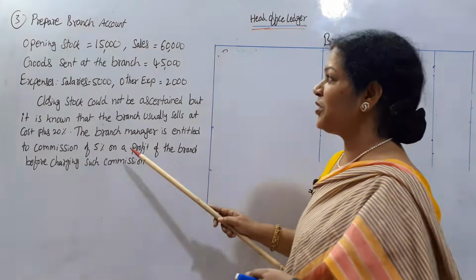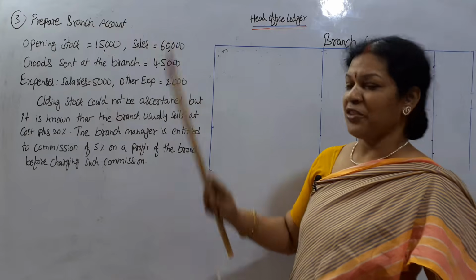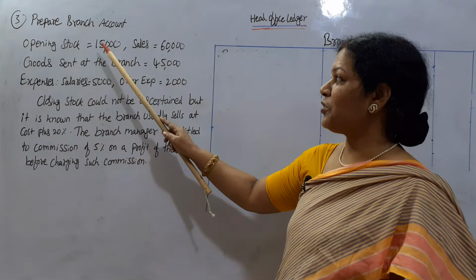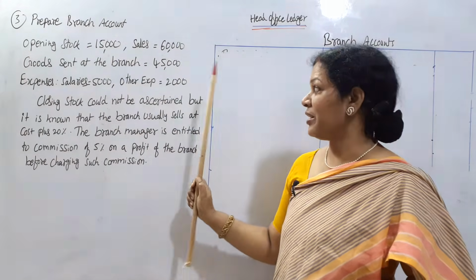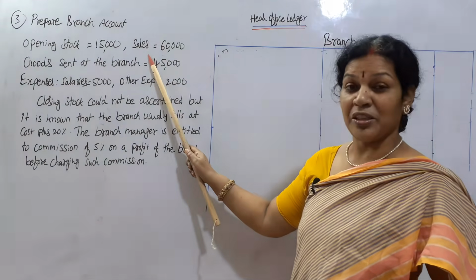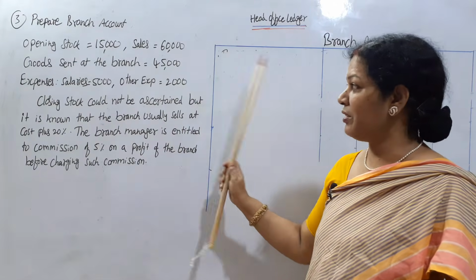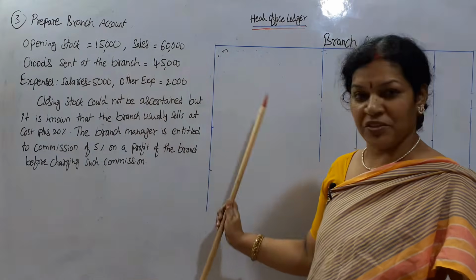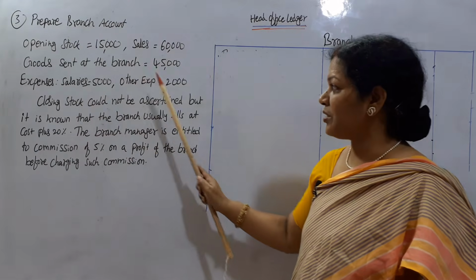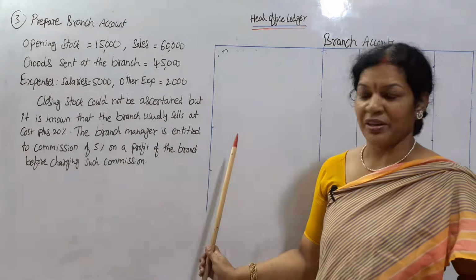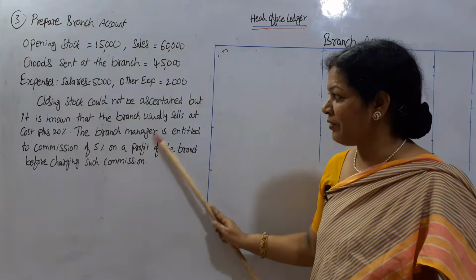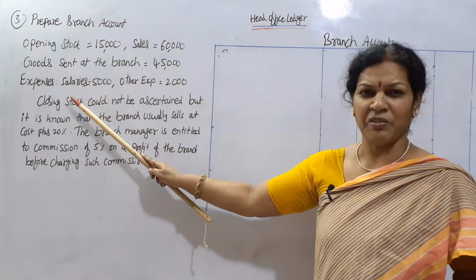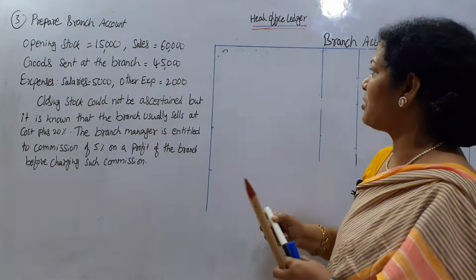Now coming to today's problem, prepare branch account. Opening stock is given. Opening stock, debit side will write. Sales will be on the credit side, by bank will say. Goods sent to the branch, debit side. Expenses, both the expenses debit side will write. Now this para we need to be very careful. Before going to that, shall we post this? Posting is easy.